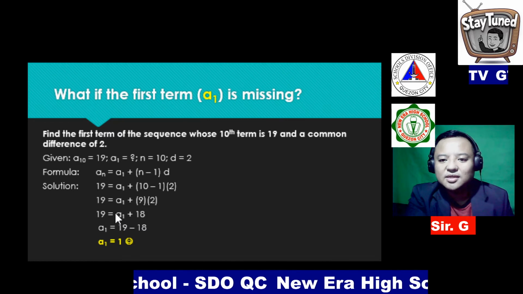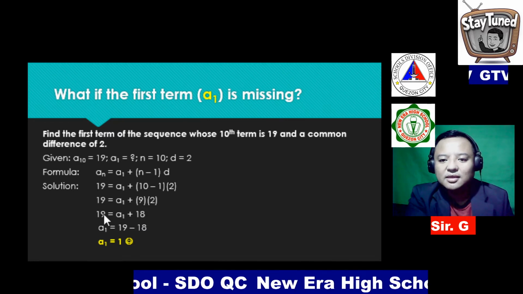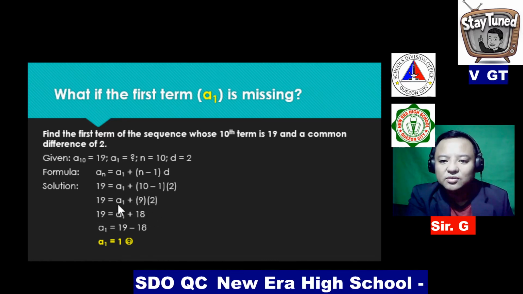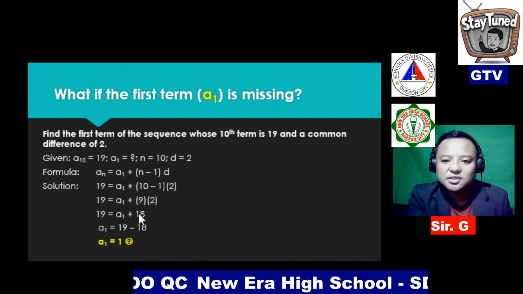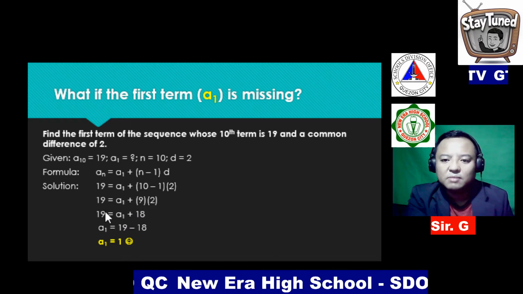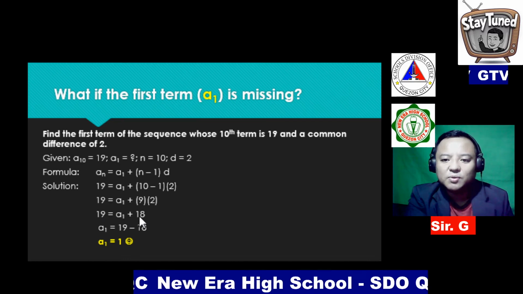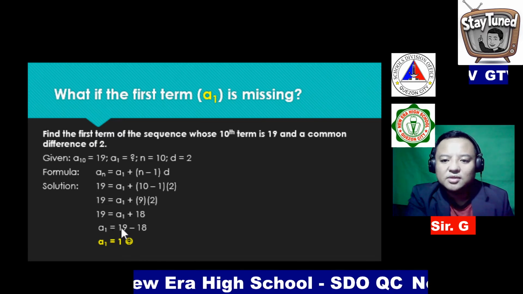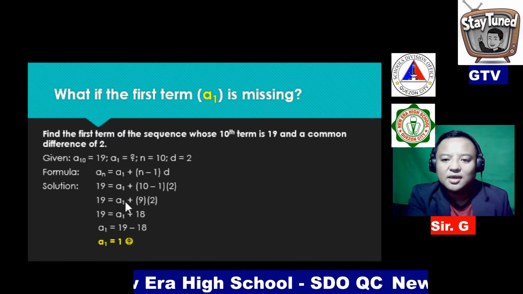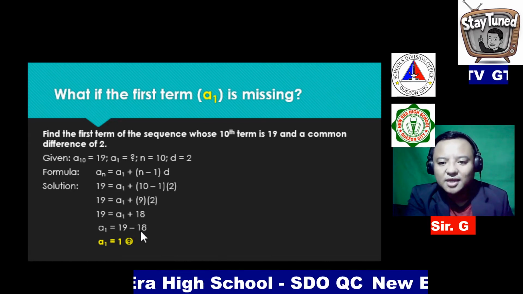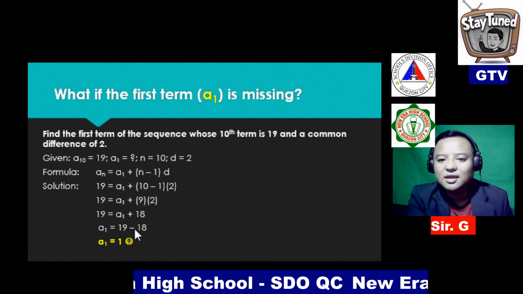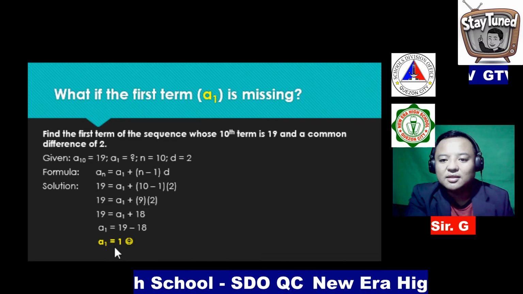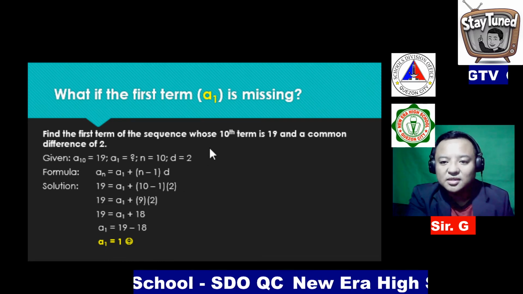Now, let's isolate a sub 1. How? By adding a negative 18 on both sides of the equation, or simply transfer 18 to the left side. Remember that if we transfer one term from one side to another, we must change the sign. So from positive into negative 18, we will arrive at a sub 1 equals 19 minus 18. So 19 minus 18 is equal to 1. And that is our first term in this particular sequence.